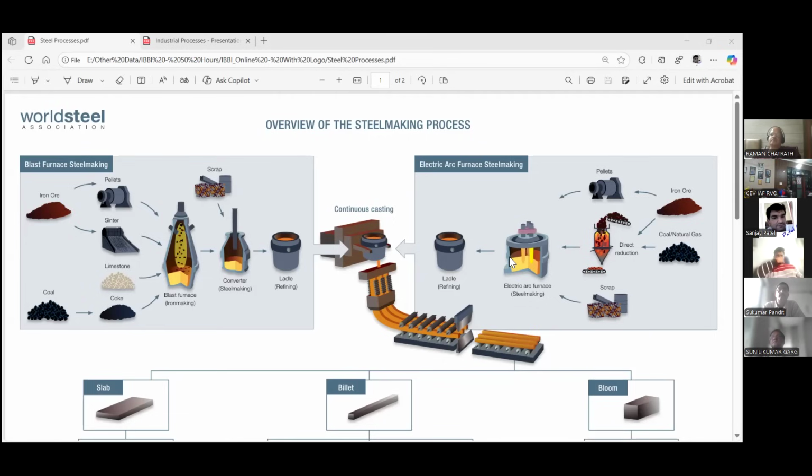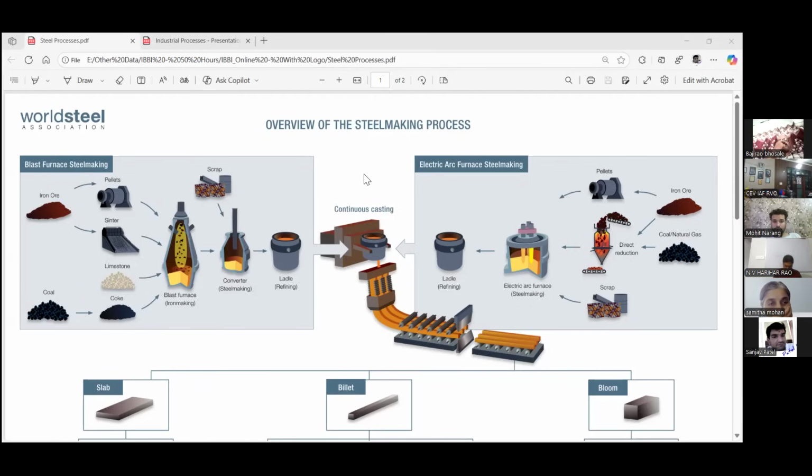Hello. Is the steel making process slide visible to all on the screen? Hello, am I audible? Yes, sir, you are audible. What is visible on the screen? Steel making process overview. Please zoom in a bit. Yes, sir. Okay, same thing.